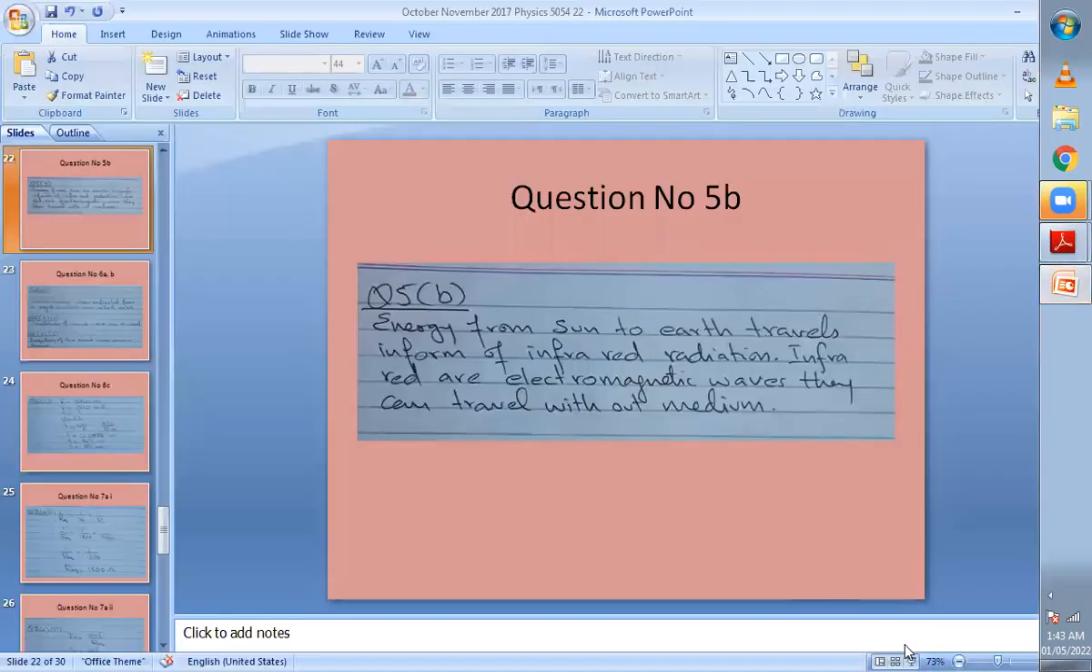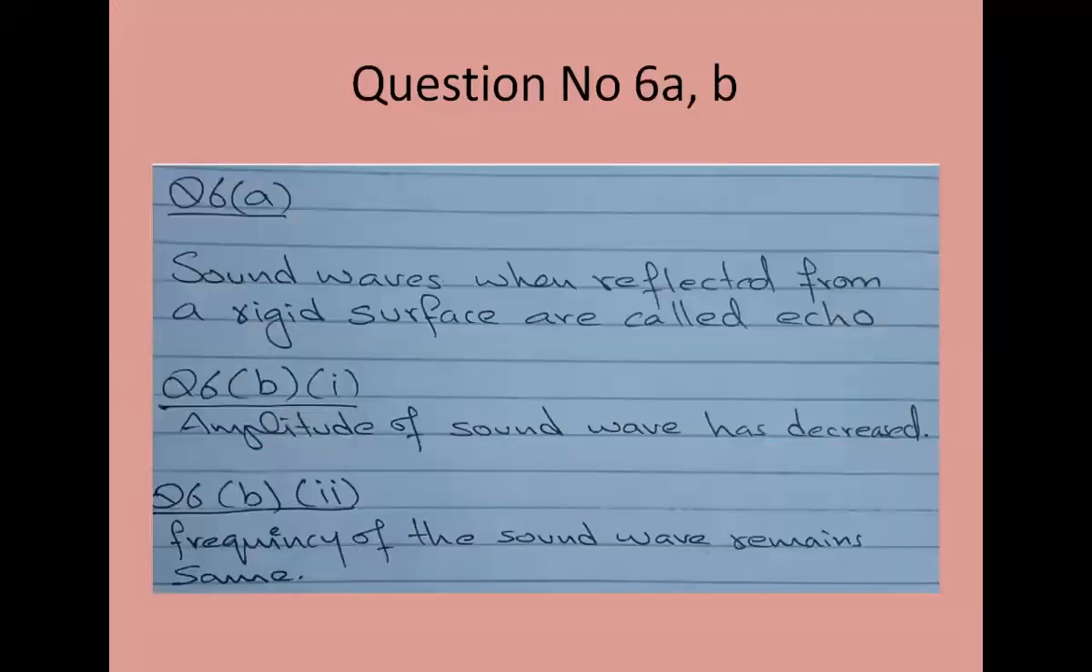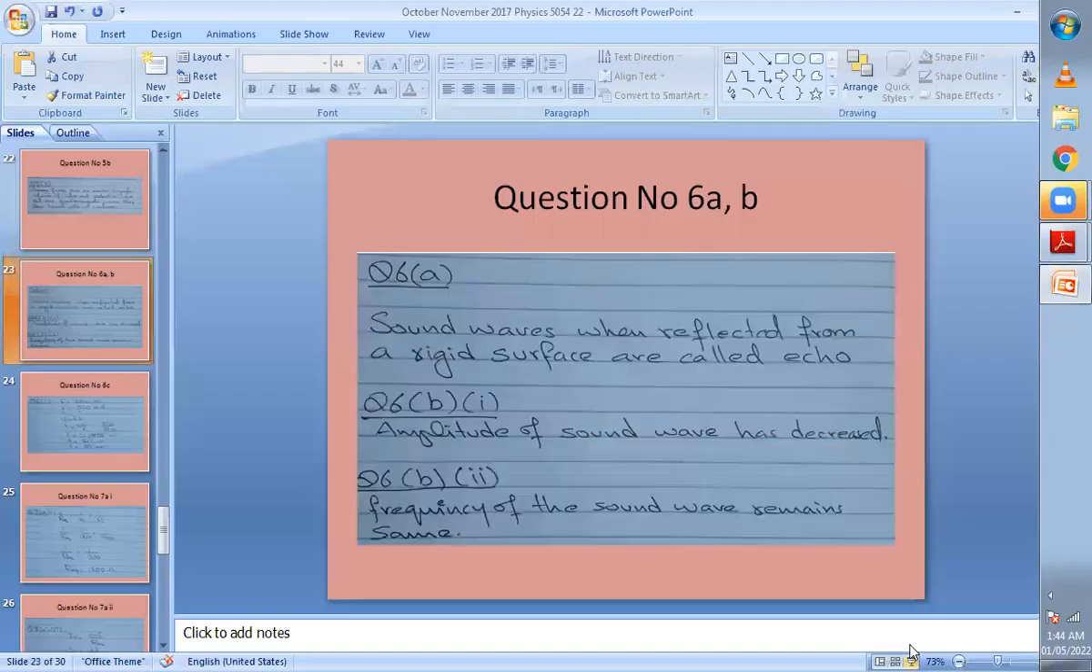So let me show you my written answer. That's question number 6a part. Sound waves, when reflected from a rigid surface, are called echo. Okay. Now, the next question.